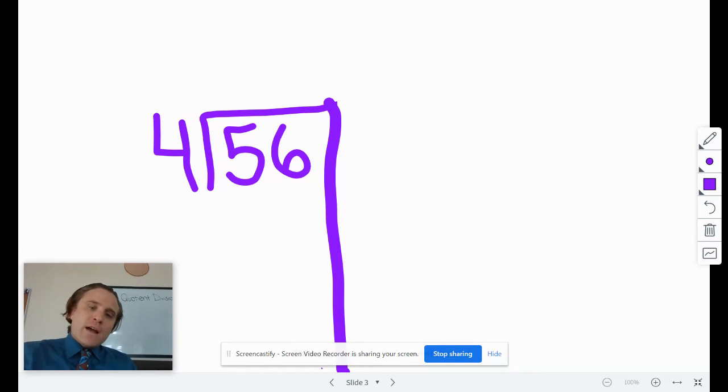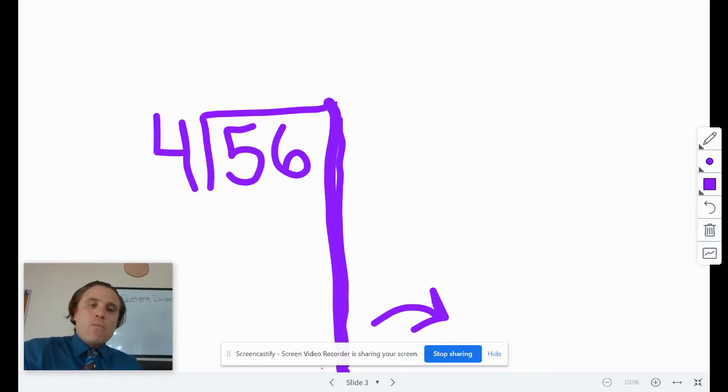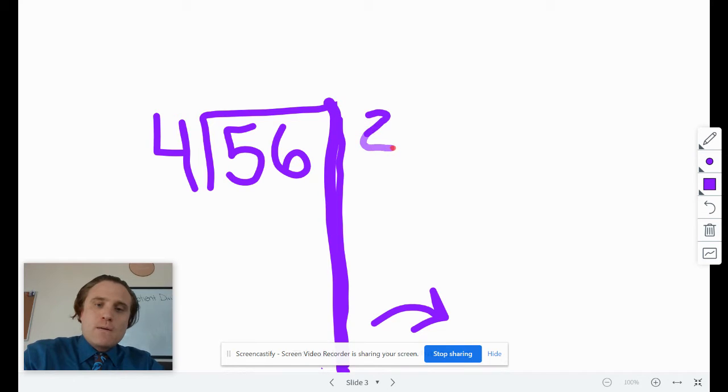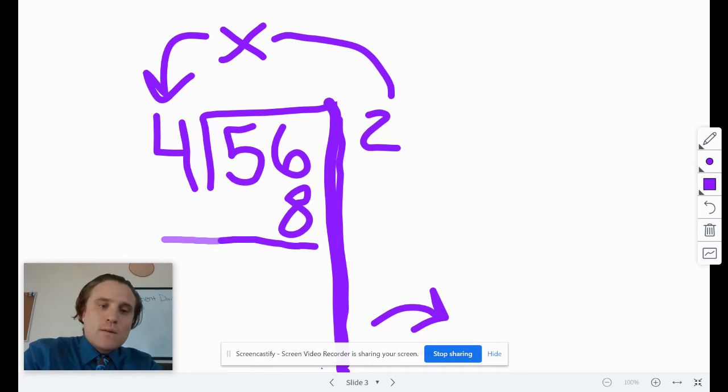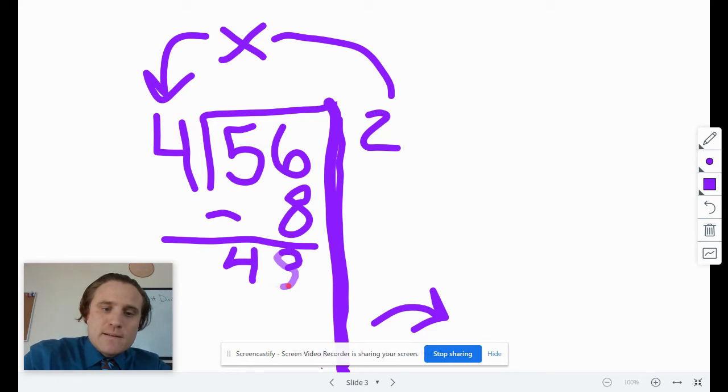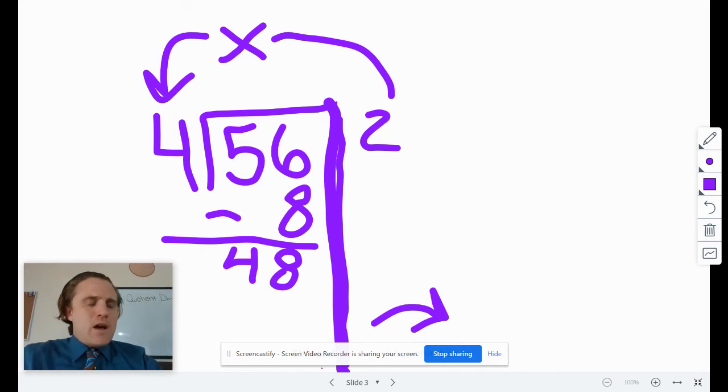Everything I put over here on the right side of this long bar, I'm going to multiply by 4. So let's just say 2. I'll put a 2 right here. So that's actually going to be 2 times 4. Then I'll put my 8 down here. It's 2 times 4. And then I'm going to subtract that, and that leaves me with 48. All right, I think you guys are kind of seeing how this works.